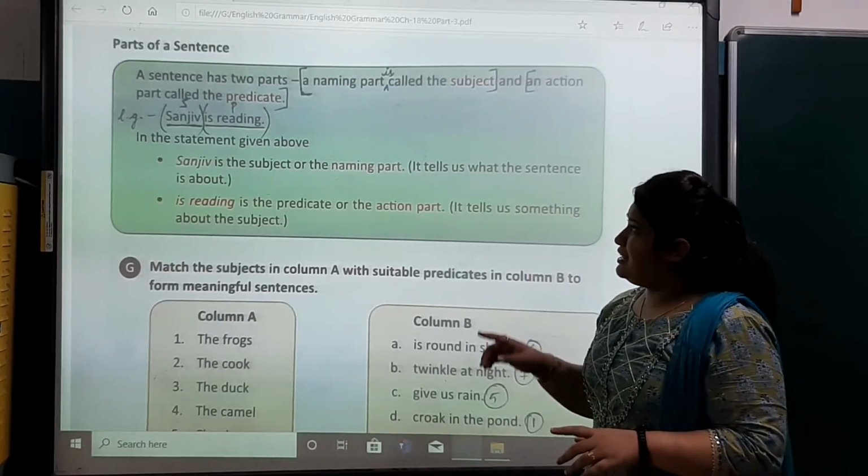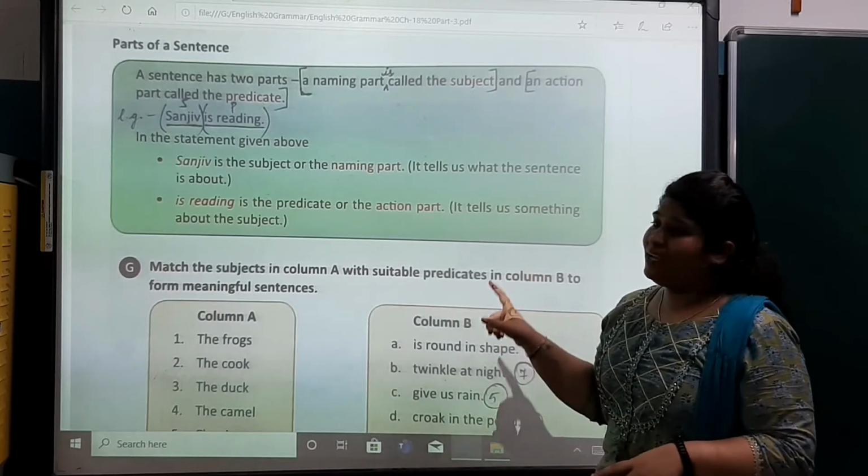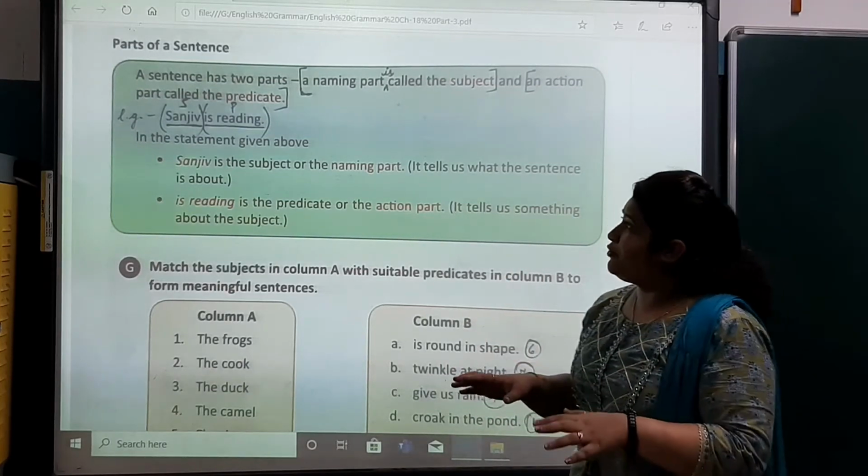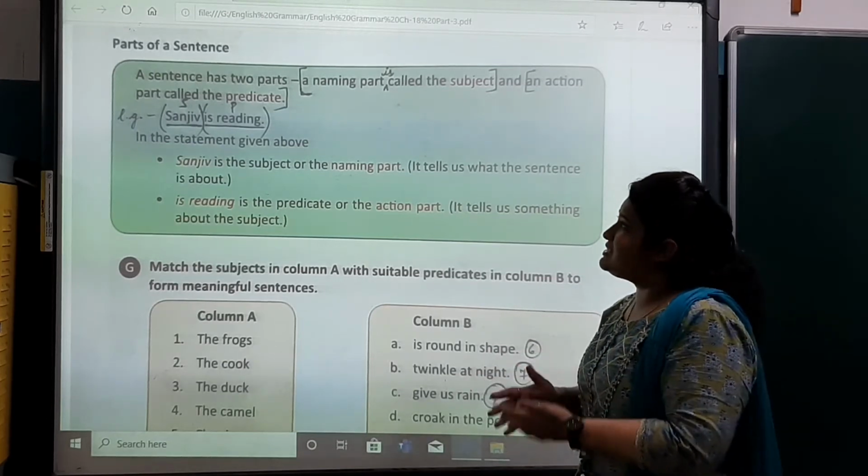Now the next one, the last topic in this chapter, is the parts of a sentence. Okay. Now we have already learned about sentences and their types.